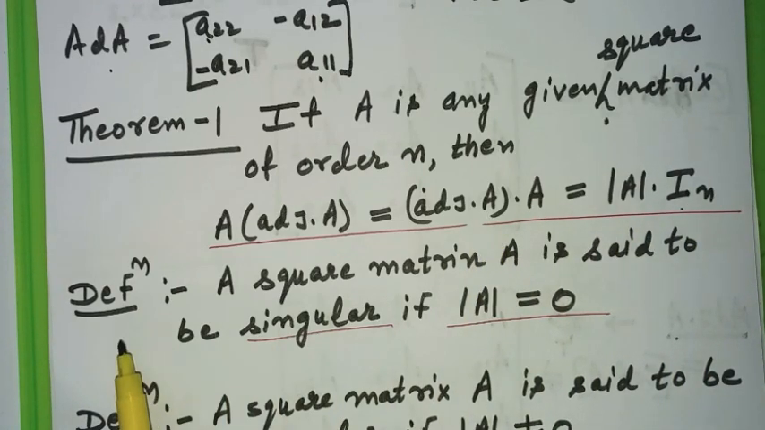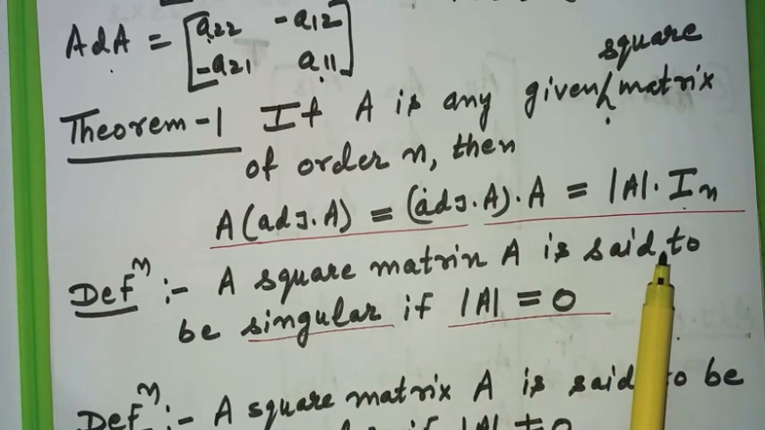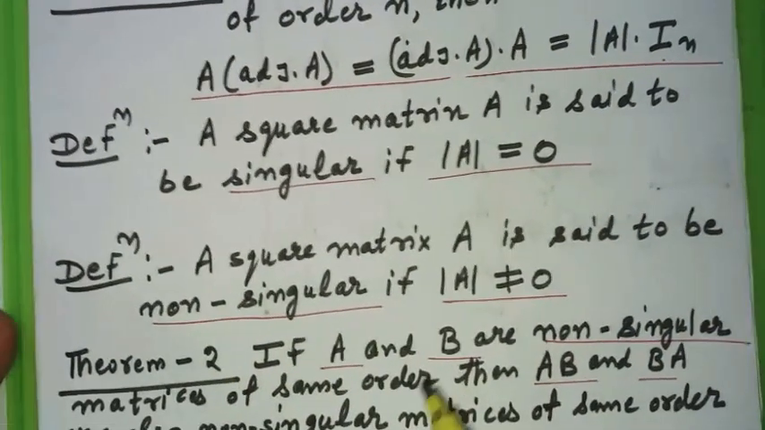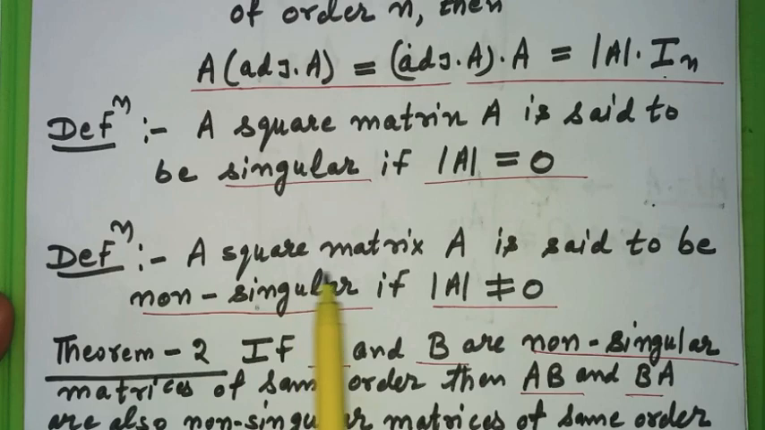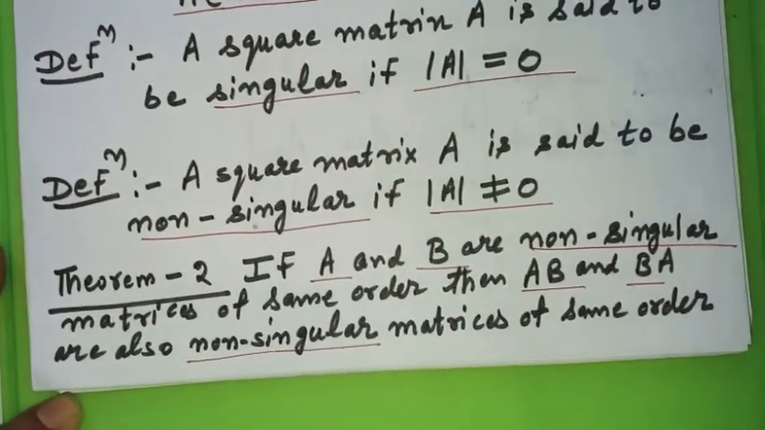Okay. And next, a definition: a square matrix A is said to be singular if determinant of A is 0. So we have learned that a square matrix will be singular if its determinant is 0. Next definition: a square matrix A is said to be non-singular if the determinant is non-zero. This was our next result.